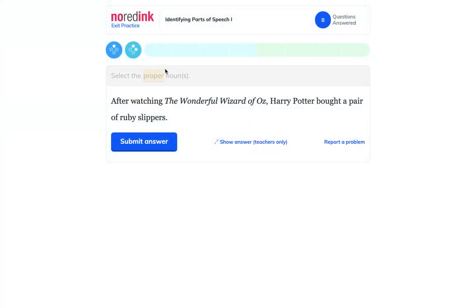Now it's going to ask us to select the proper nouns. Pay attention to what it's asking you to do. Usually people will make mistakes because they're not looking at the directions, and that includes me. I have done that before as well. So we're just looking for proper nouns. So The Wonderful Wizard of Oz, which is the name of the movie, and then Harry Potter.